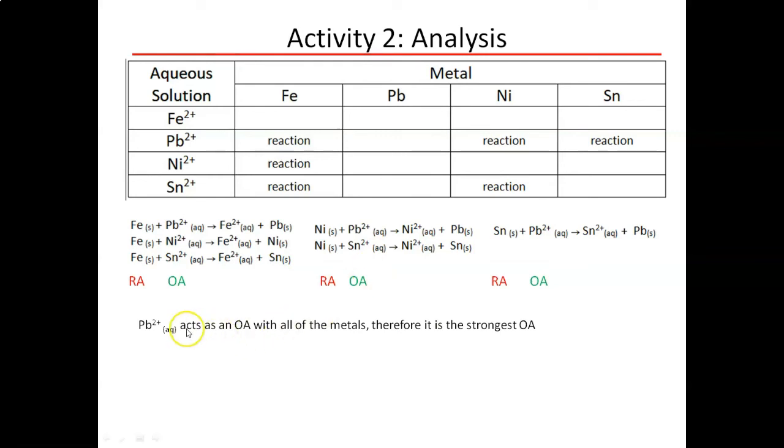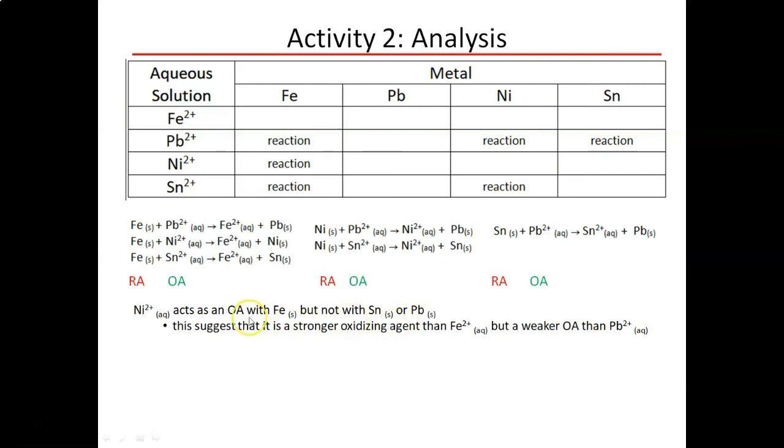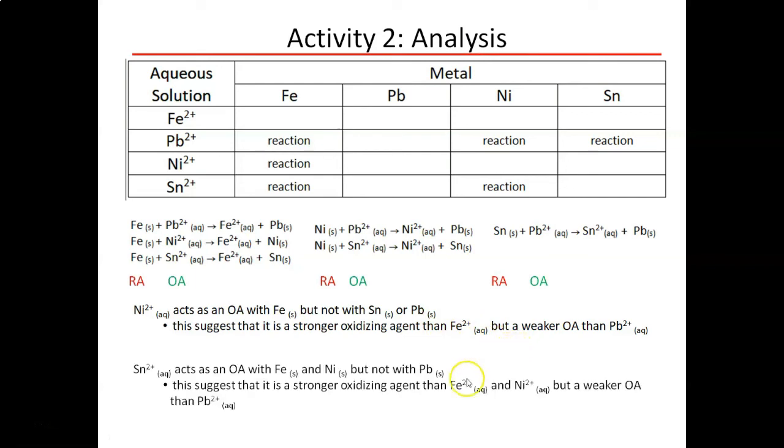As a result, we can see that our lead 2 ion acts as an oxidizing agent with all of the metals, so it must be the strongest oxidizing agent. Our iron 2 ion does not react as an oxidizing agent with any of the metals, so it must be our weakest oxidizing agent. Our nickel 2 ion reacts as an oxidizing agent with iron, but not with the other two. This suggests that it's a stronger oxidizing agent than iron 2, but weaker than lead. And because tin reacts with iron and nickel, but not lead, it suggests that it's a stronger oxidizing agent than iron or nickel, but weaker than lead.